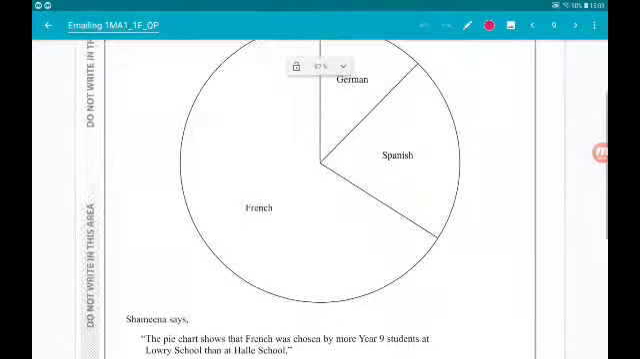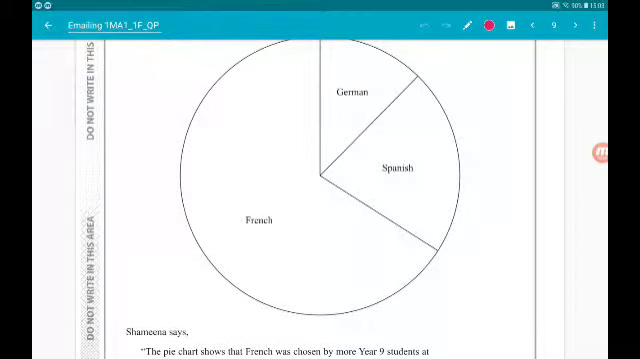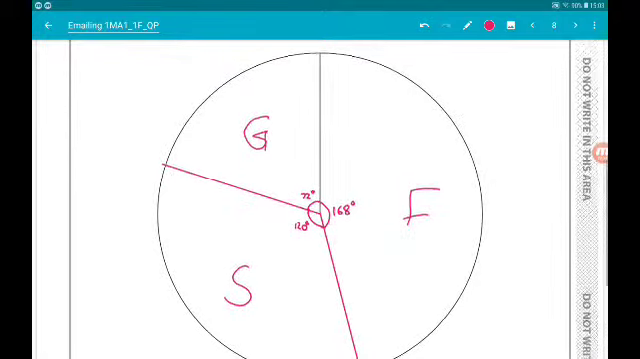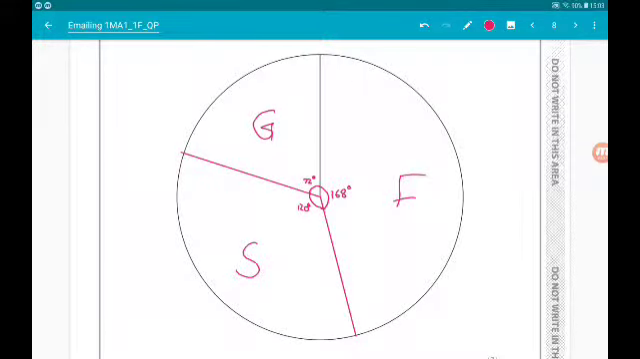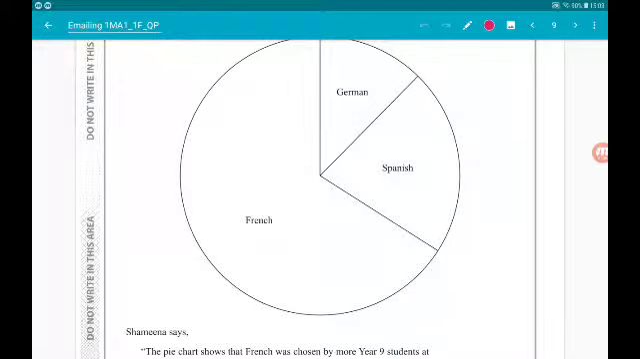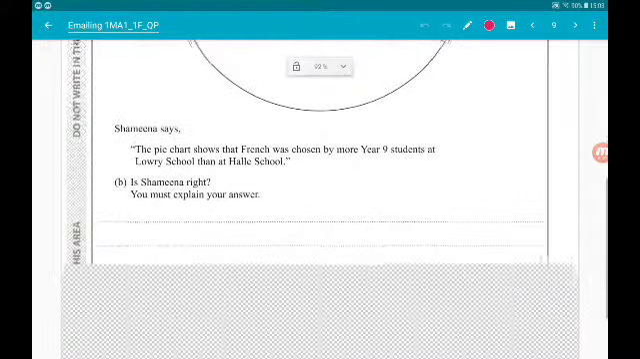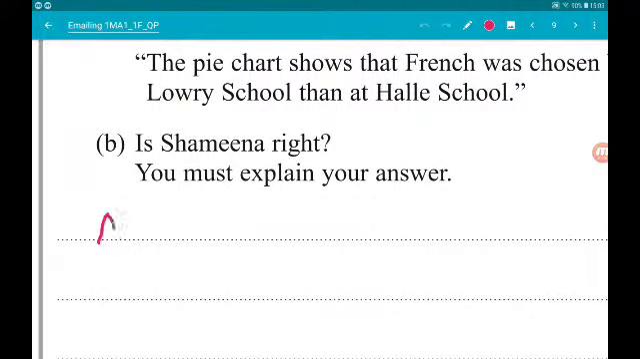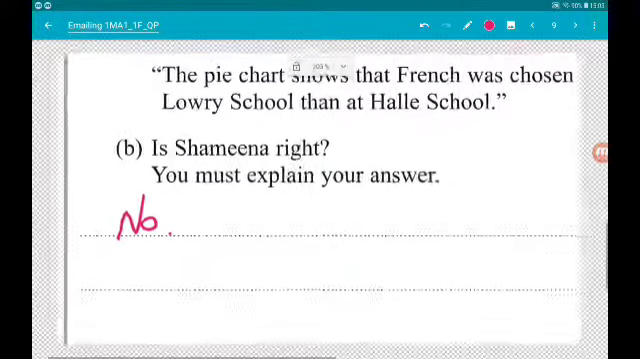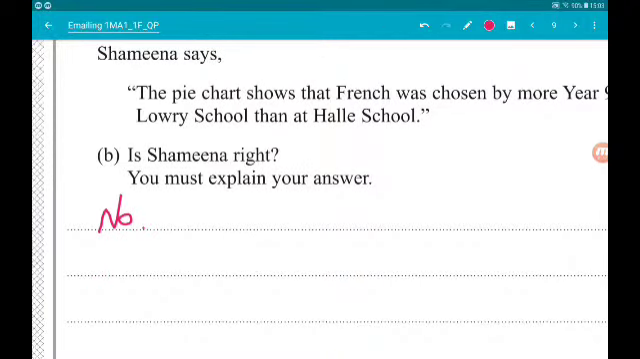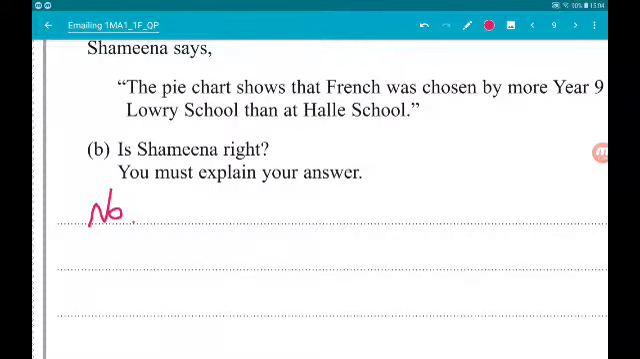So you can see why she's saying it. Compare the size of French there with the size of French there. The problem is we don't know how many Year 9 students there are at Lowry School. So the answer is no. She isn't correct. What it does show is that a greater proportion chose French at Lowry, but because we don't know the number of students, we can't say whether it's more or less. So we can just say, no, we don't know.